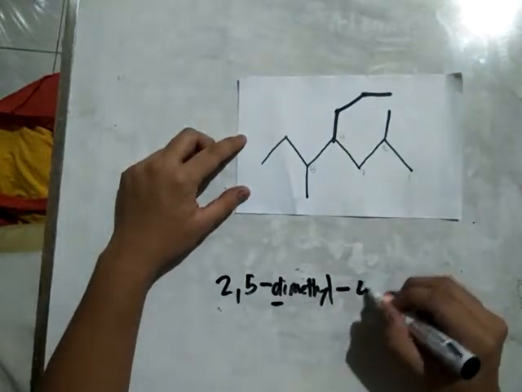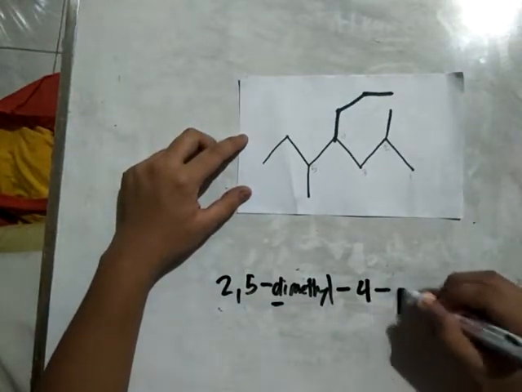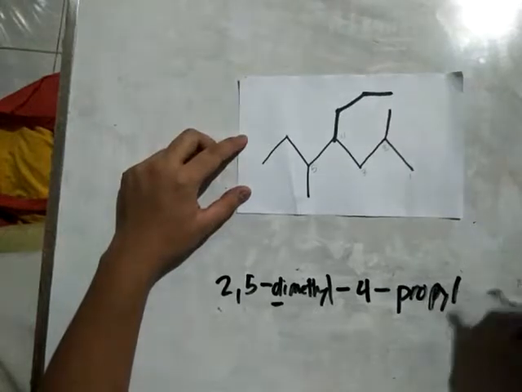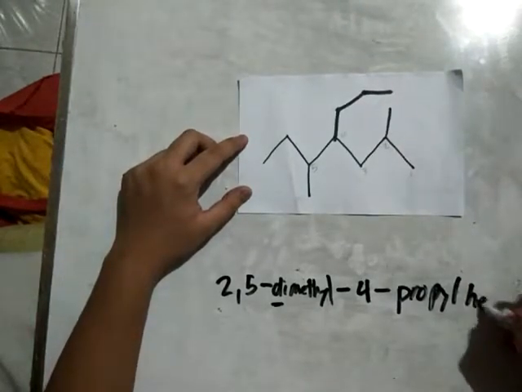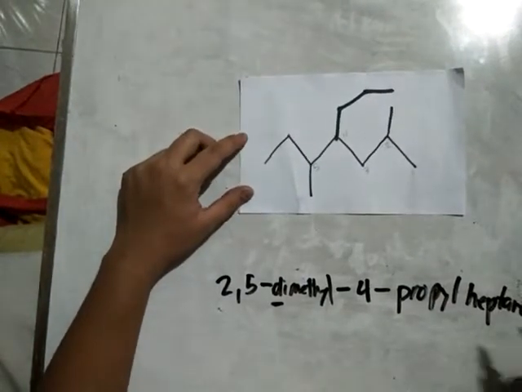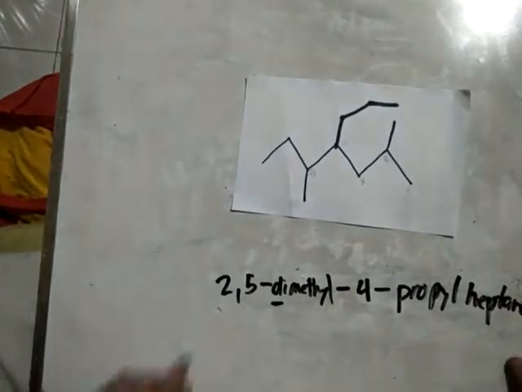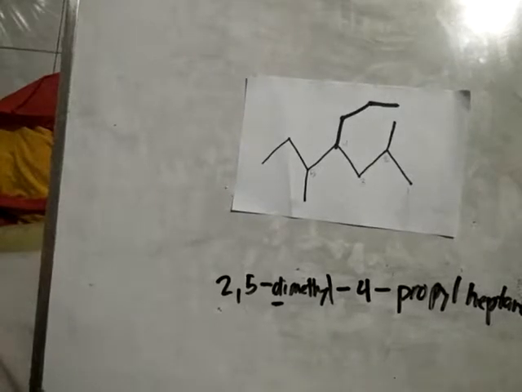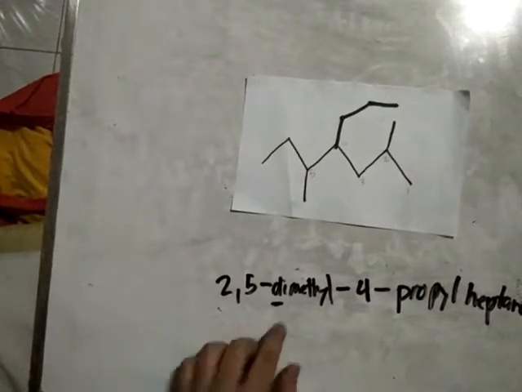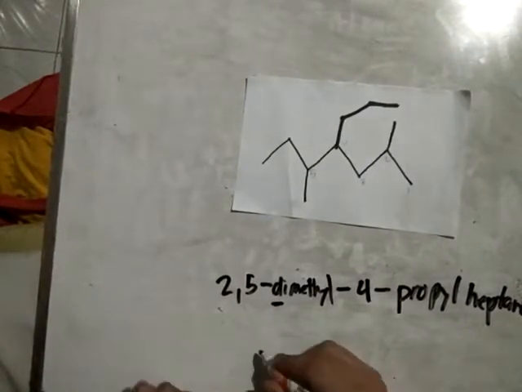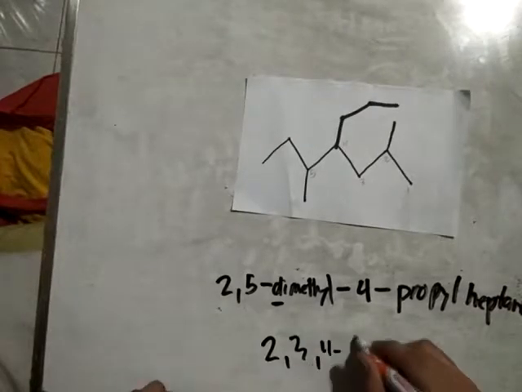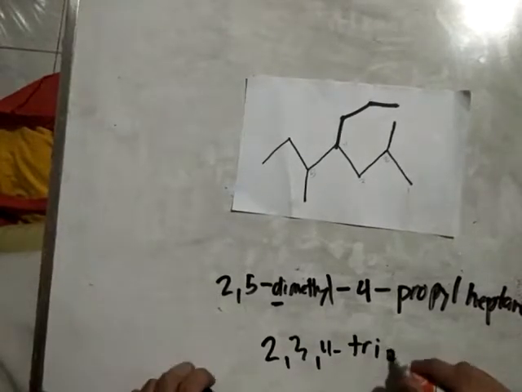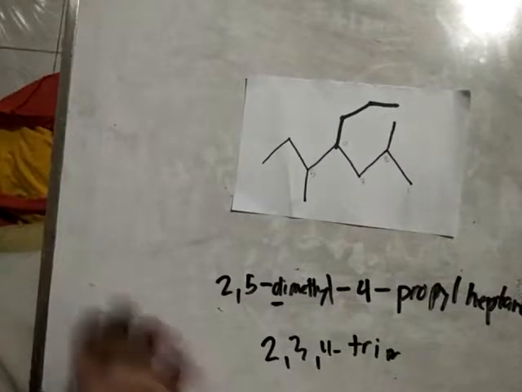And this one is a 4, 4-propyl. Heptane. That is the full name: 2,5-dimethyl, 4-propyl heptane. Don't forget this one. For example, you have 2,3,4-trimethyl and so on and so forth. It's a bit of a simple concept.